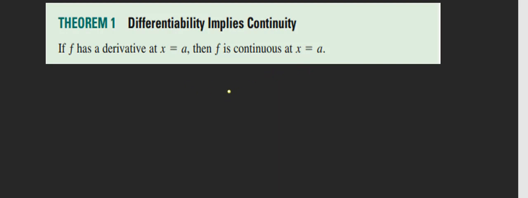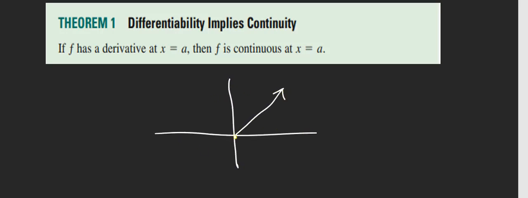However, the reverse is not true. So for example, if f is continuous, can you conclude that f is differentiable? No, not always. For example, remember the graph of absolute value of x? Absolute value of x is continuous everywhere. However, it's not differentiable at x equals 0. So the reverse is not true. So be careful with that.